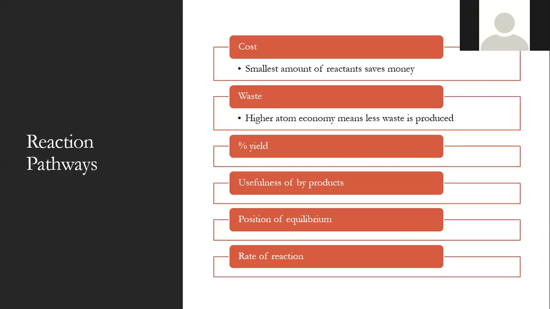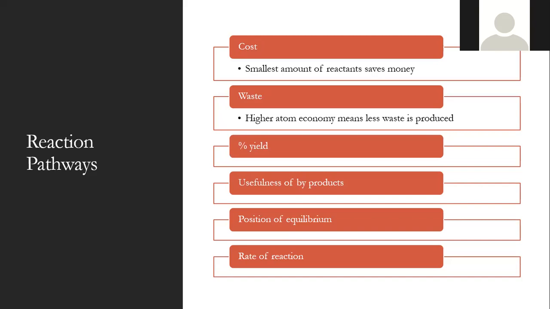Reaction pathways. Reaction pathways are different ways that we can choose to go, depending basically on atom economy. So atom economy and percentage yield work together, and we basically want to get as high an atom economy as possible, but whilst looking into other matters.